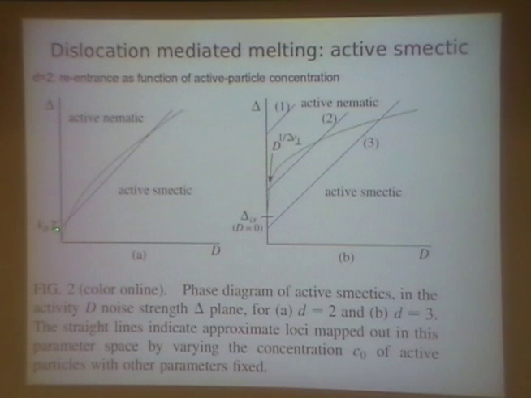So you now crank up the active particle concentration. You will first go into a smectic because you acquire a tilt modulus, and then you will go out of the smectic because the active noise will overwhelm you. So generically we say that as you vary the concentration of active particles, you should get reentrant behavior from active nematic to active smectic to active nematic. The situation is less interesting in three dimensions.